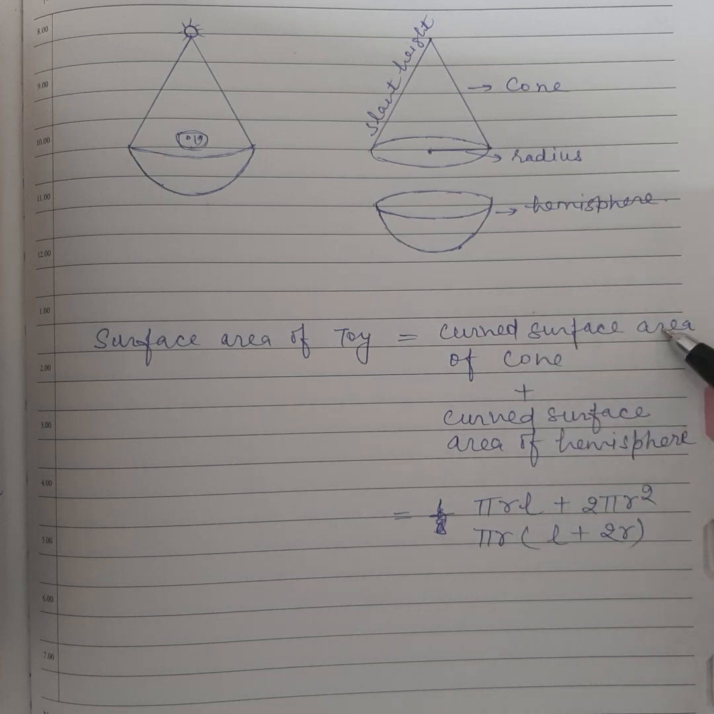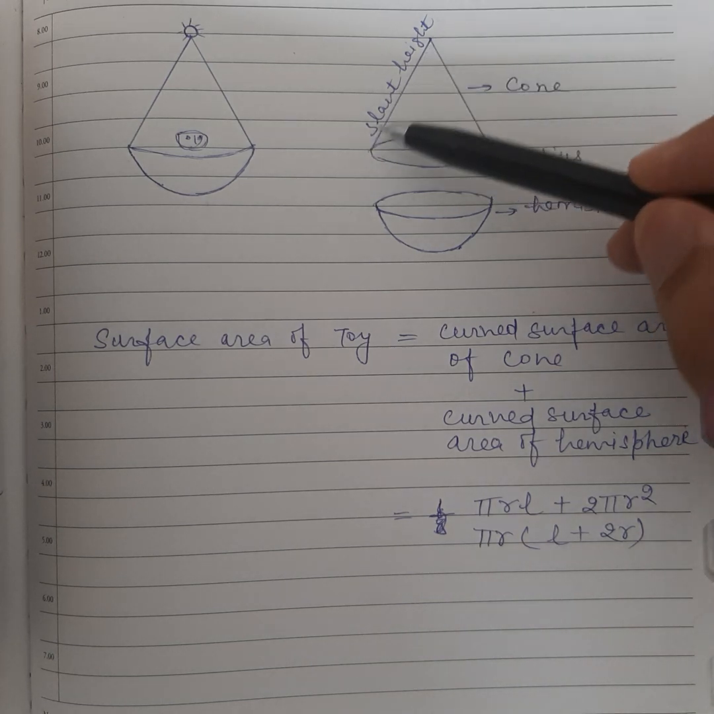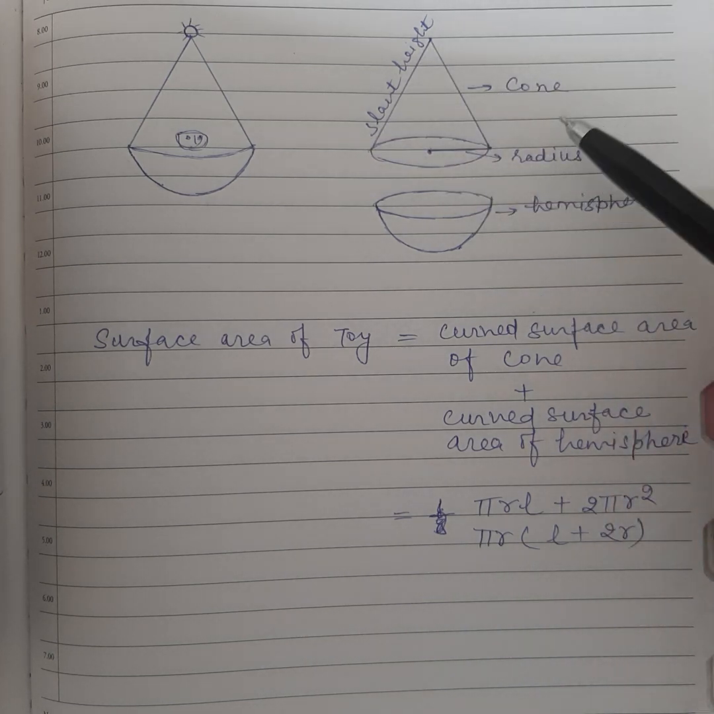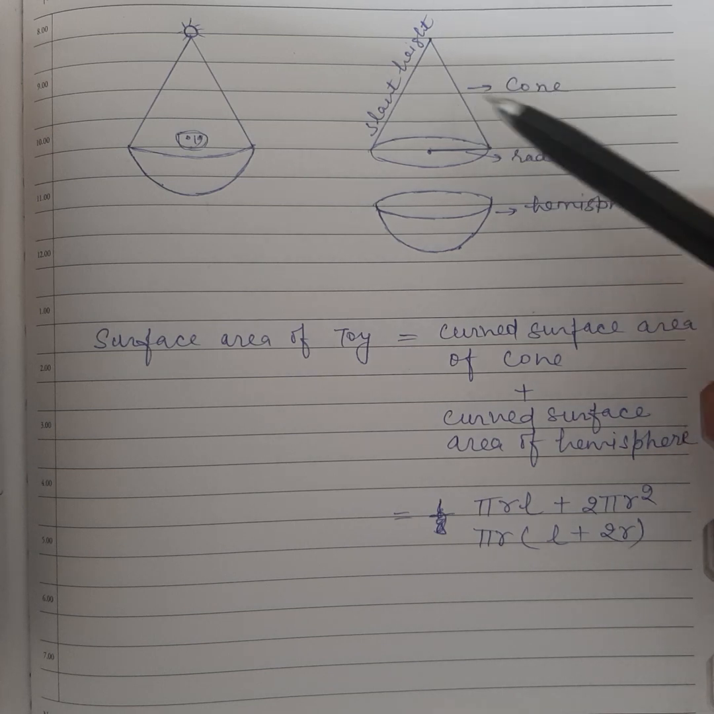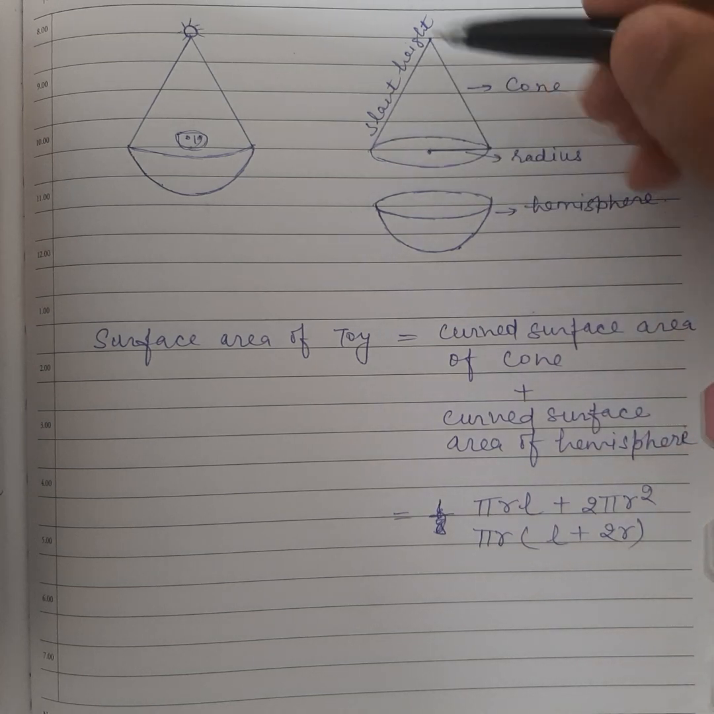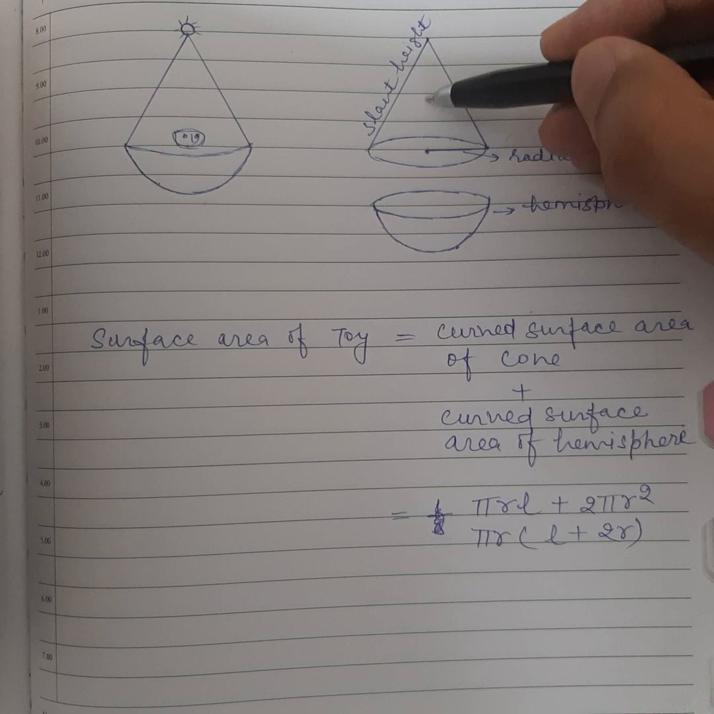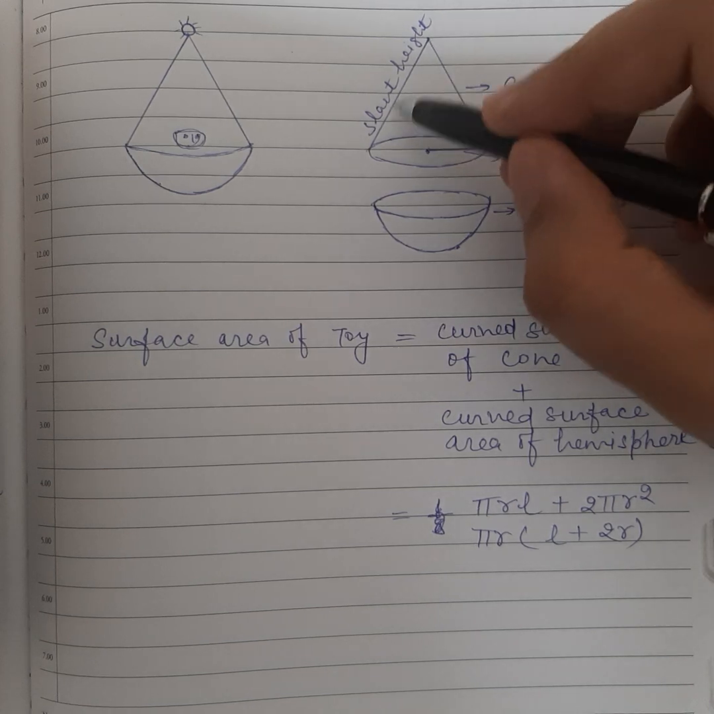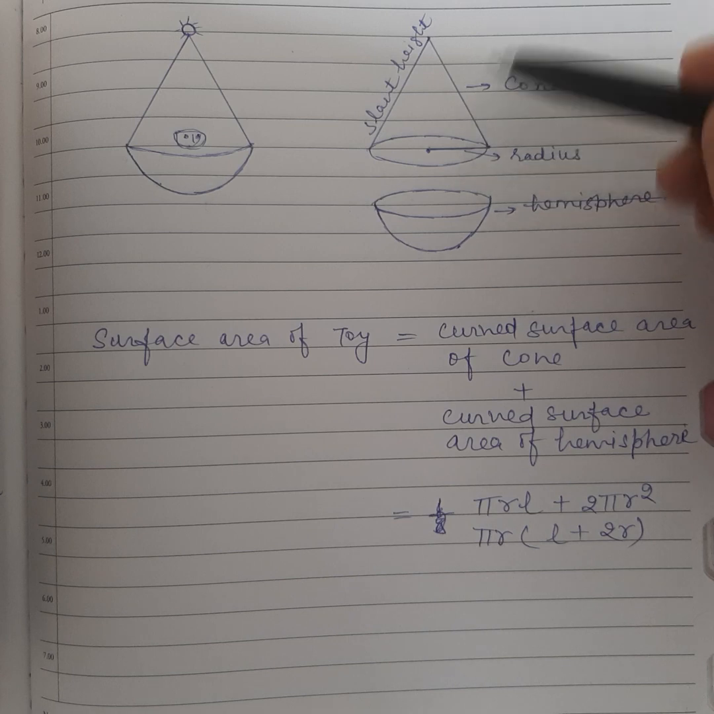So we know the curved surface area of the cone is pi r l, and the curved surface area of a hemisphere is 2 pi r square. Here pi r is common in both the figures, so pi r multiplied by l plus 2r. So here l is the slant height and r is the radius. The radius is the same for both the cone as well as the hemisphere, and if the slant height is not given, only the height is given, which is this, we can calculate the slant height by the Pythagoras theorem.